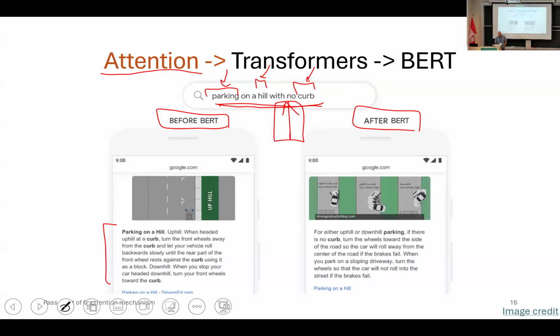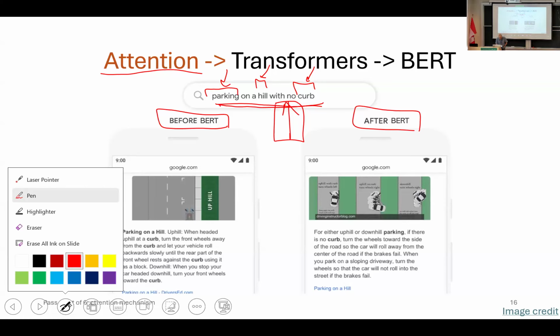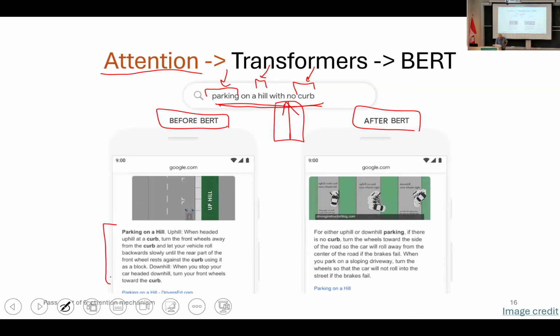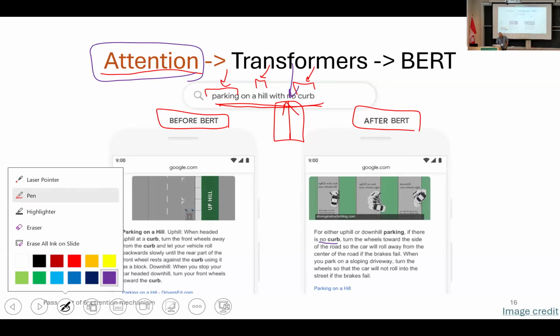But after BERT, now Google search knows that the word "no" is fundamental in processing this search query correctly, and it has to return results which are about parking on a hill with no curb specifically. So this is what we call attention mechanism.